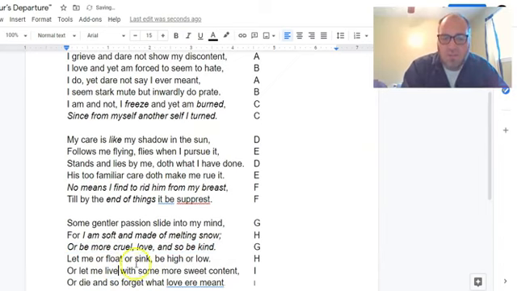Let me float or sink, be high or low. And again, that's literally, she's not going to float or sink. We're talking about her emotional quality. So again, we've got more figurative language there. Or let me live with some more sweet content, or die and so forget what love ever meant.